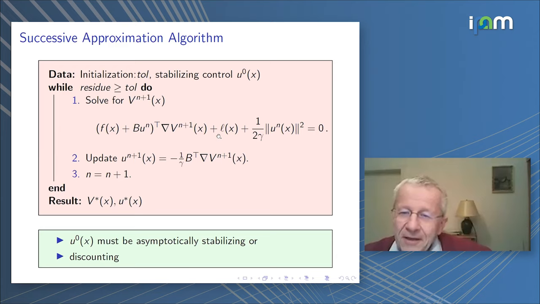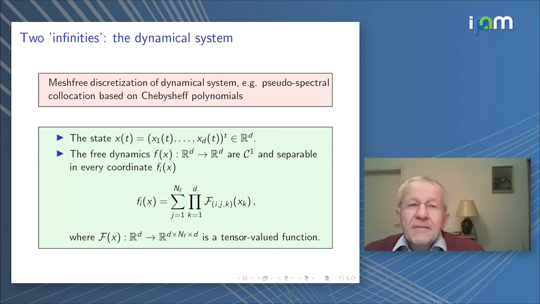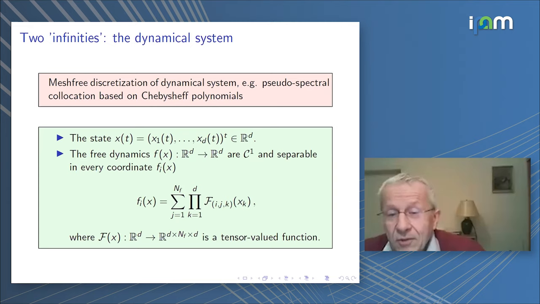Of course, in our situation, especially in the context of PDEs, we have two types of infinities. The dynamical system is infinite dimensional. So number one, to handle that, we really use a mesh-free discretization of the dynamical system. Pseudo-spectral collocation based on Chebyshev polynomials is one possibility. And the other infinite dimensionality is, of course, the one related to the HJB equation. Let me assume that the PDE is already discretized, so we have a finite dimensional state, a d-dimensional state.